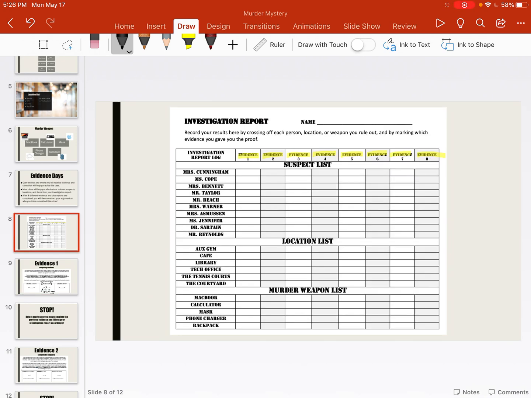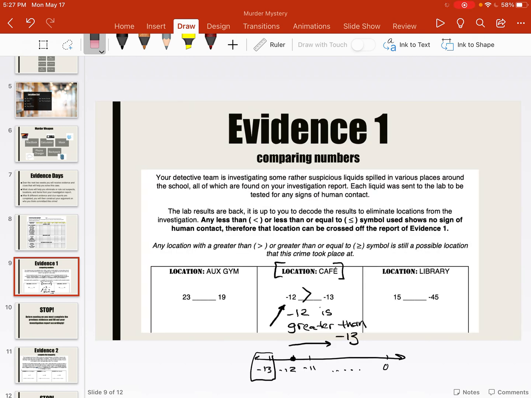So if you go back to your report, you see evidence 1, we're dealing with location. So you're going to cross off one of these. Let's just say, for instance, let's use the oxygen as an example. If we cross off the oxygen, we can go ahead and cross off all of the oxygen, because we know from evidence 1 it canceled itself out. So I'm not saying this one is the oxygen. You'll have to go through and figure that out for yourself.